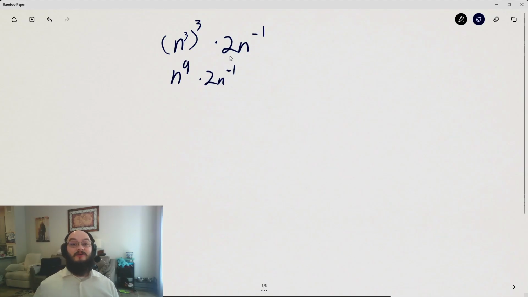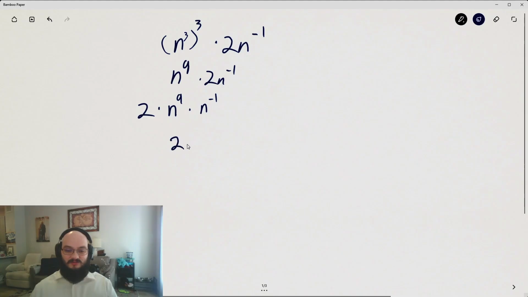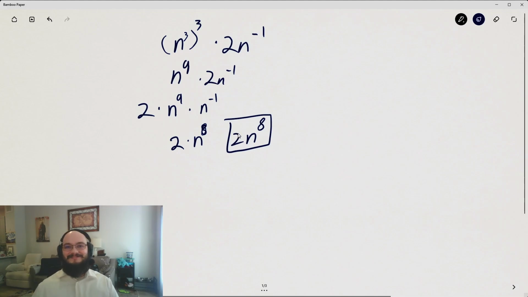Next, we're going to take advantage of the commutative property of multiplication, where it does not matter what order we multiply things in. So I'm going to rewrite this as 2 times n to the ninth power times n to the negative first power. Now we have these two things multiplied together. We need to add these exponents. So we'll have 2 times n to the 8th power. 9 minus 1 is 8. And 2n to the 8th is as simplified as this one gets.